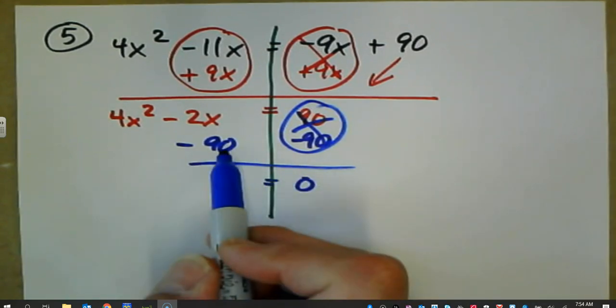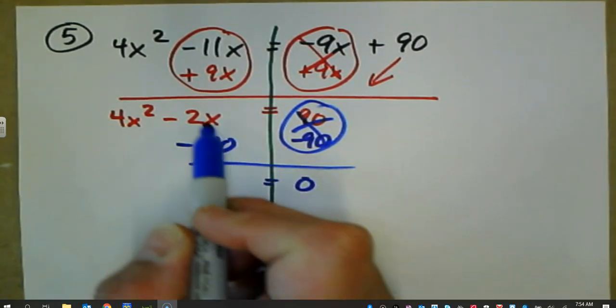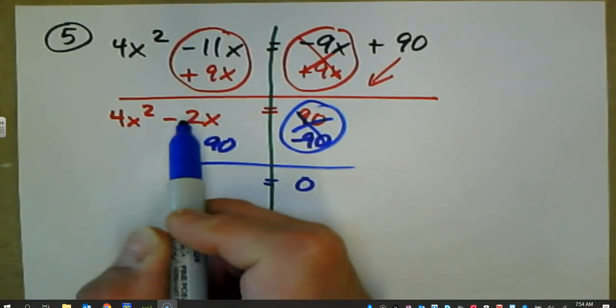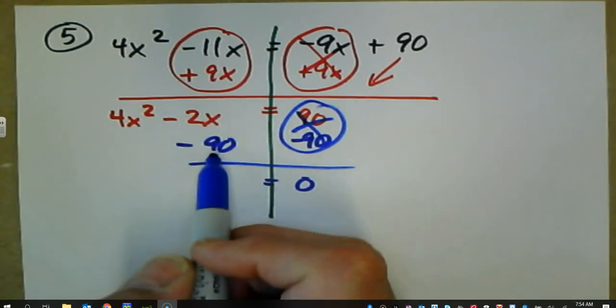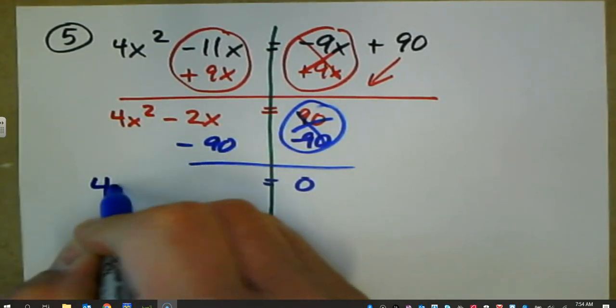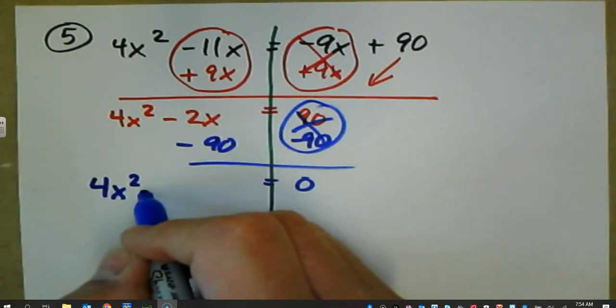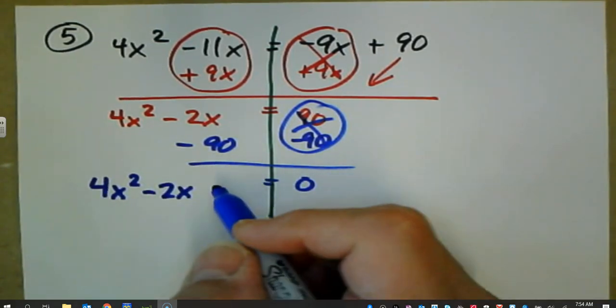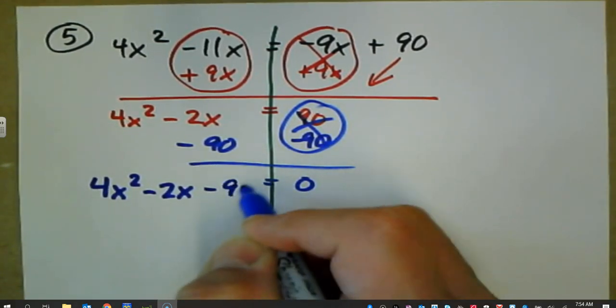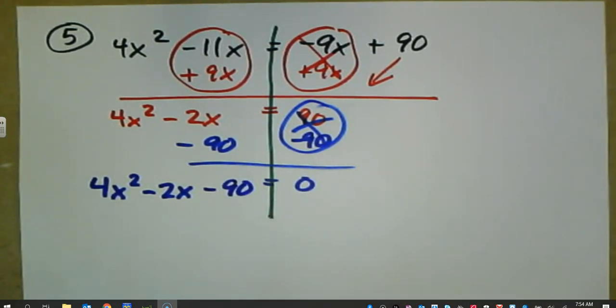Now I have 0. Can I add or subtract that 90 to any of these two? No, because this is an x squared, this is an x, this is a no x. So I put them together. 4x squared, the x squared goes first, followed by minus 2x, followed by the x, minus 90, followed by the 90, the no x.